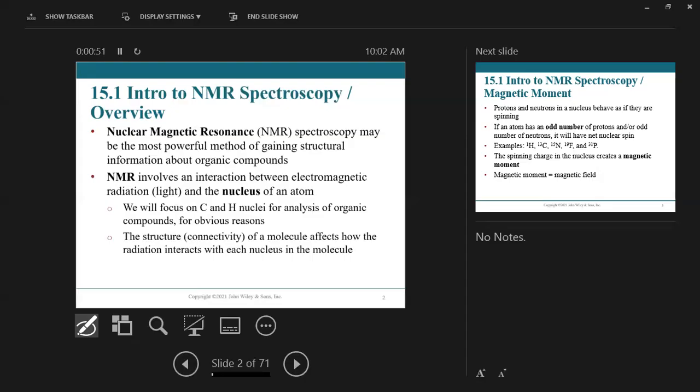NMR involves interaction between electromagnetic radiation and the nucleus of the atom. Basically, you're going to get some type of spectrum. You can have a carbon spectrum, which would be carbon-13. You can have hydrogen. There are different spectra out there. It doesn't just have to be hydrogen. They say they're going to focus on carbon and hydrogen, but sometimes you have to focus on other elements too.